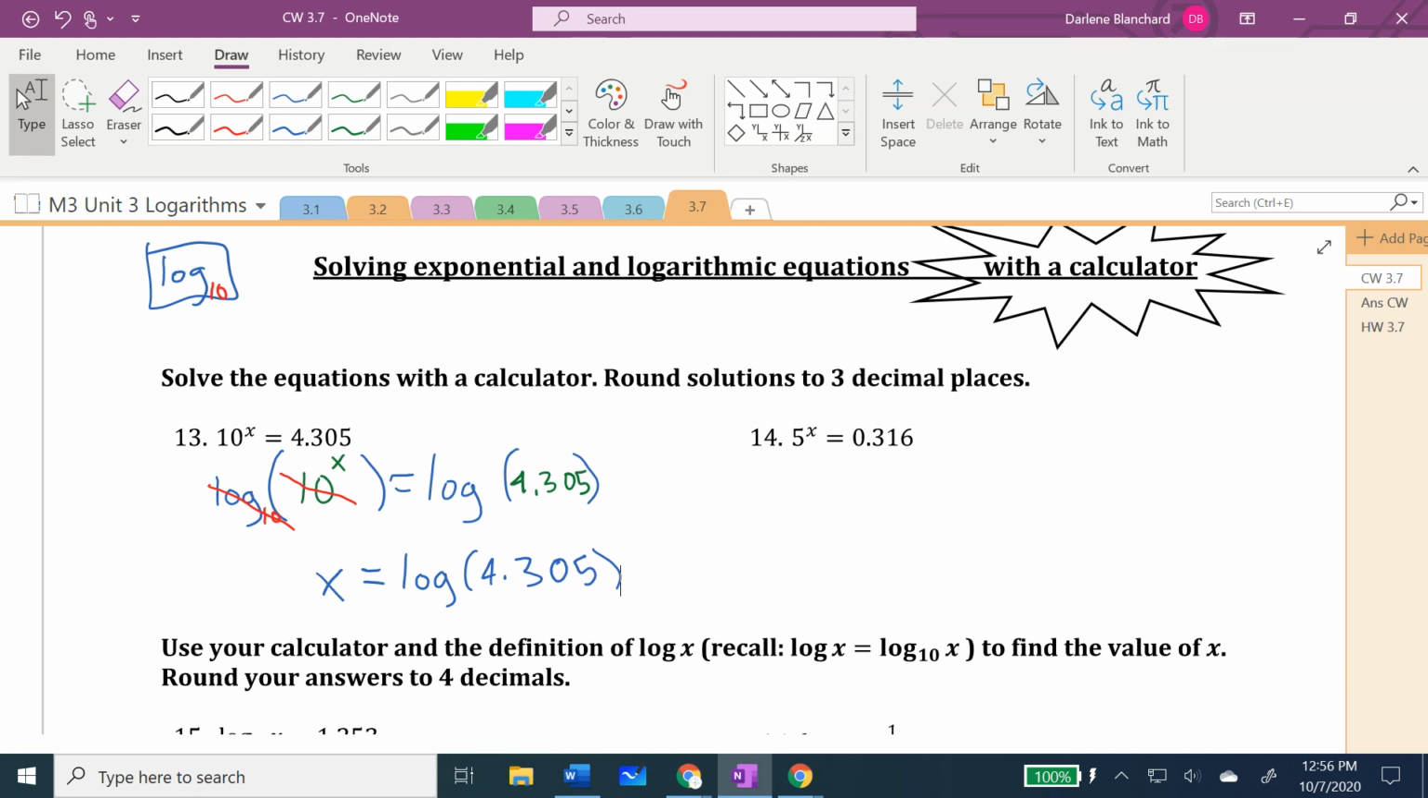Did everyone use their calculator? What number did you get with your calculator? And also, when it says 3 decimal places, have 3 digits after the decimal point. So checking chat, it looks like we are getting 0.634, and that would be the answer. That is your value of x.